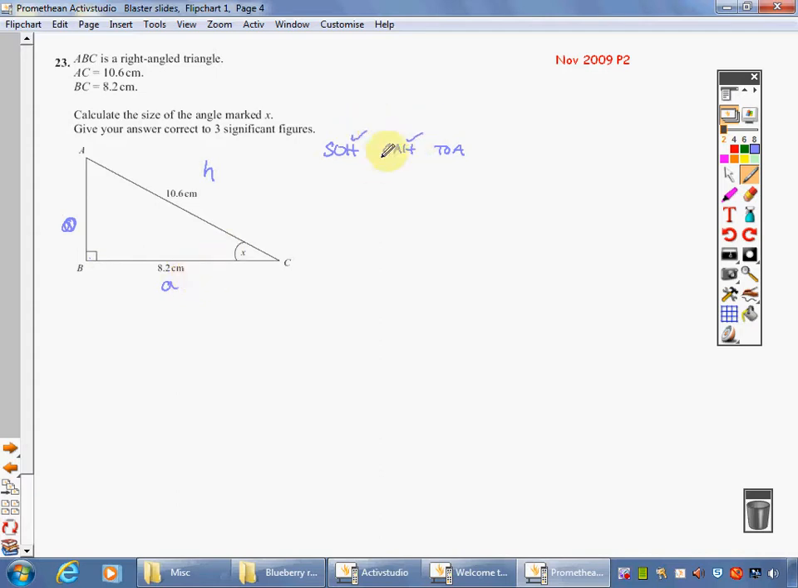I've got the A. So this is going to be cos of the angle equals A over H. Now for my particular triangle, cos of x, x in this case, don't know what it is, equals A, 8.2 over 10.6. H was 10.6.